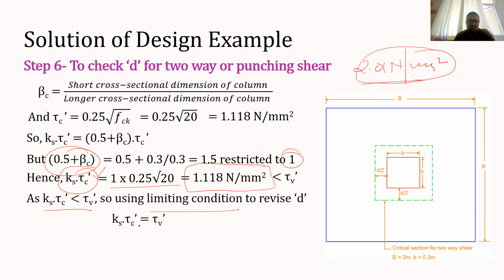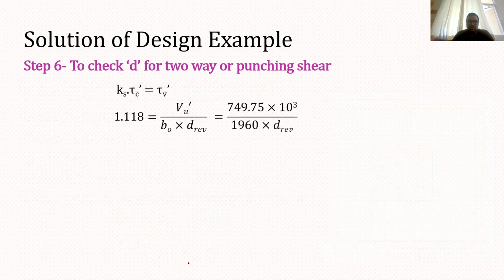And now in two-way shear, what is the limiting condition? Ks into tau C should be equal to tau V dash. I mean, it should be less than or equal to tau V dash. So equating both the terms, this value is fixed, it will not be changed. B naught is fixed. Only thing which can be changed is D revised. So putting the value, we get the value of D revised as 341. So this is the final value of D, and we round off this value to the higher side, which is 350.